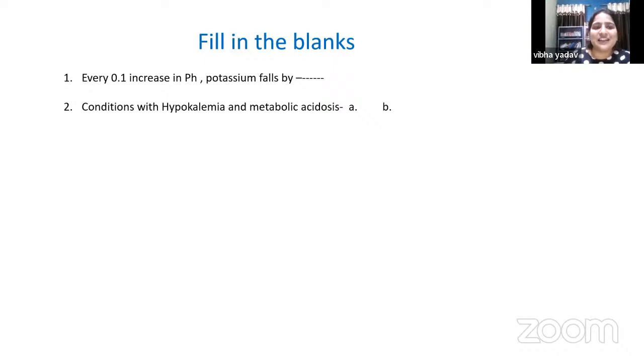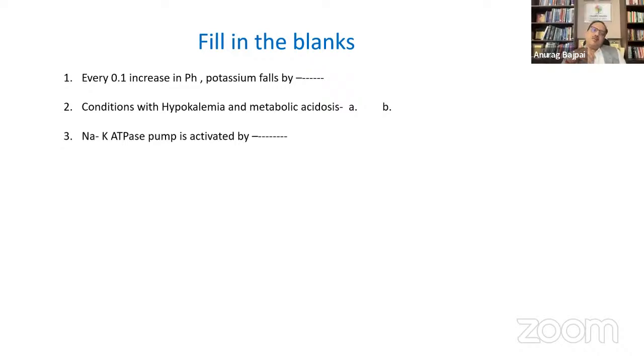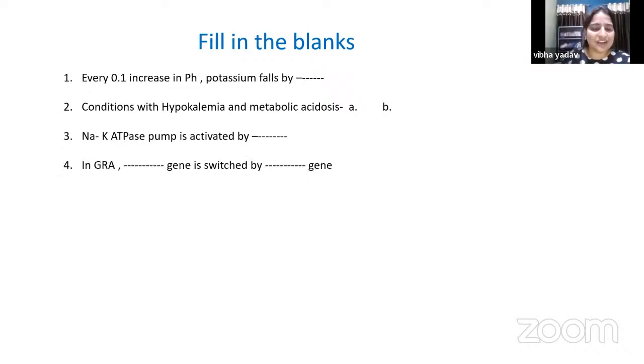Second: conditions with hypokalemia and metabolic acidosis. Two conditions. Dr. Dhwani has already said diarrhea and RTA. Perfect. The sodium potassium ATPase pump is activated by? By what, some biological agent? By any pharmacological agent? Anybody? It is inhibited by digoxin, we know. So it is activated by? Anybody has a correct answer? Insulin? Definitely, sir. Carry forward. Dr. Rajiv gave the right answer.